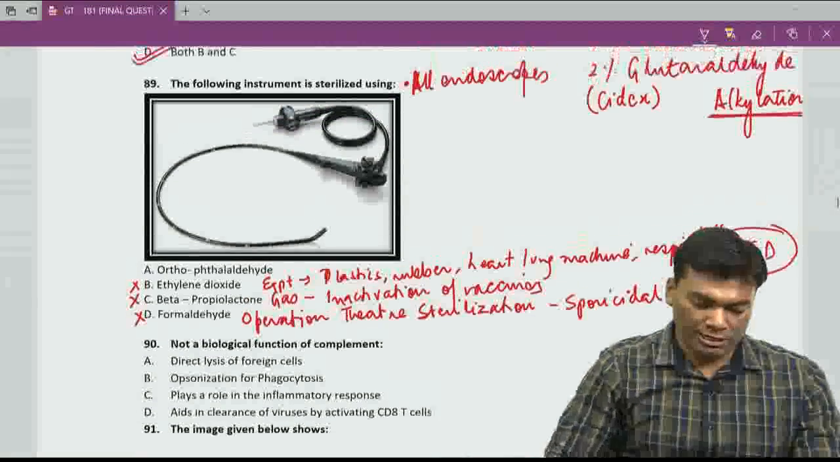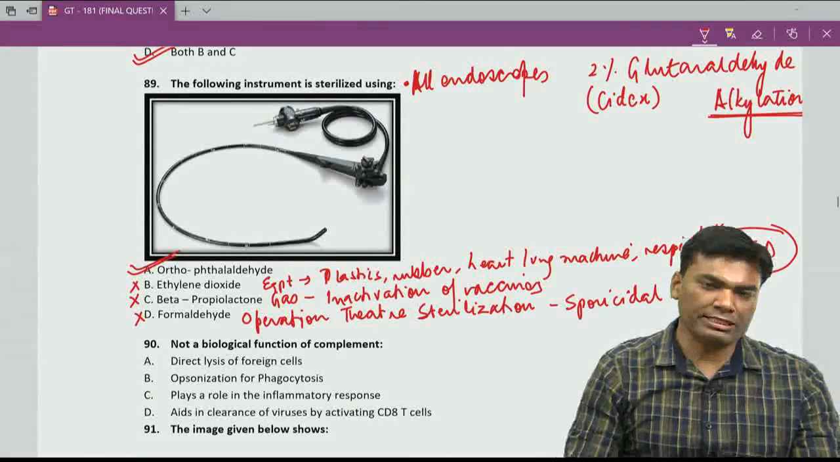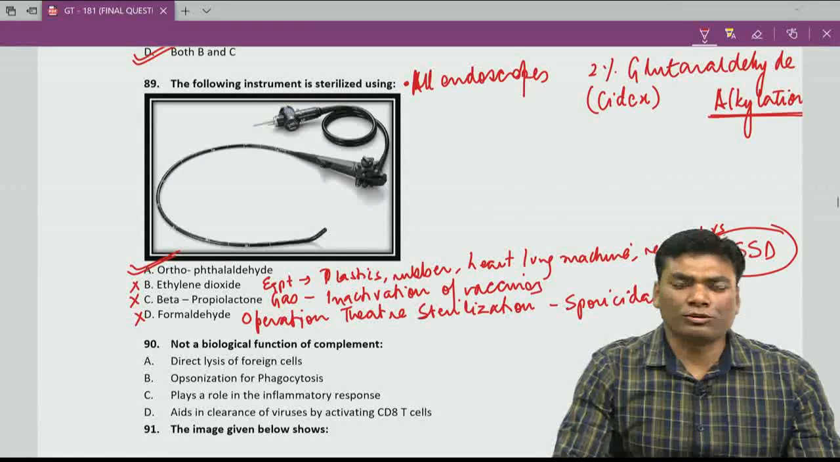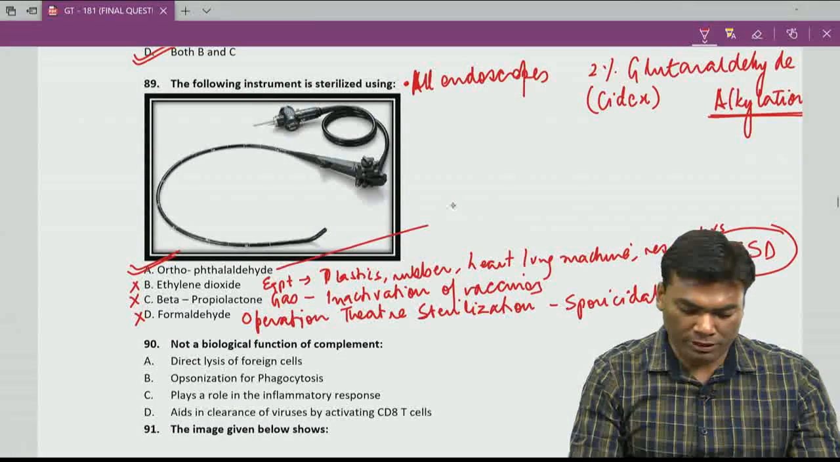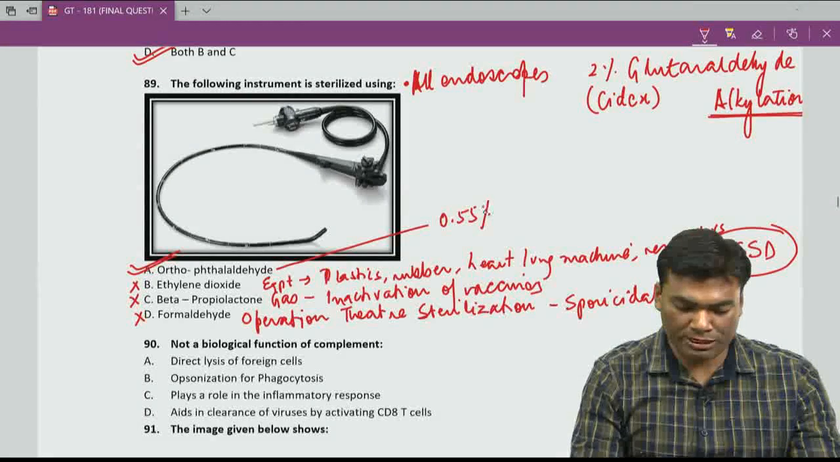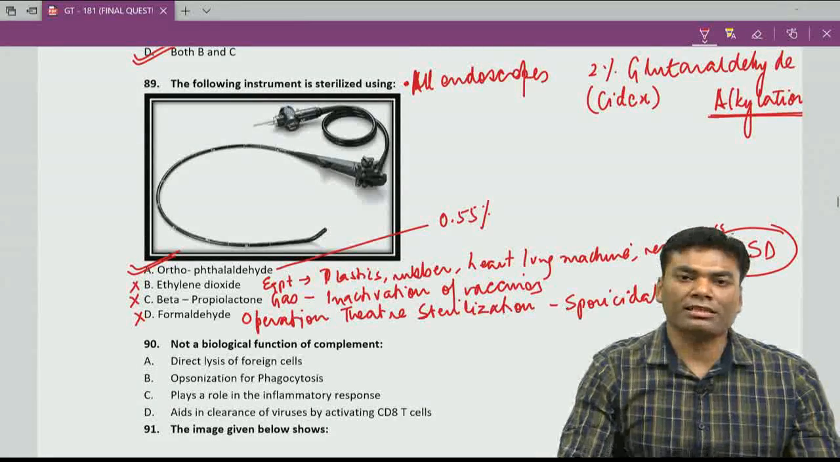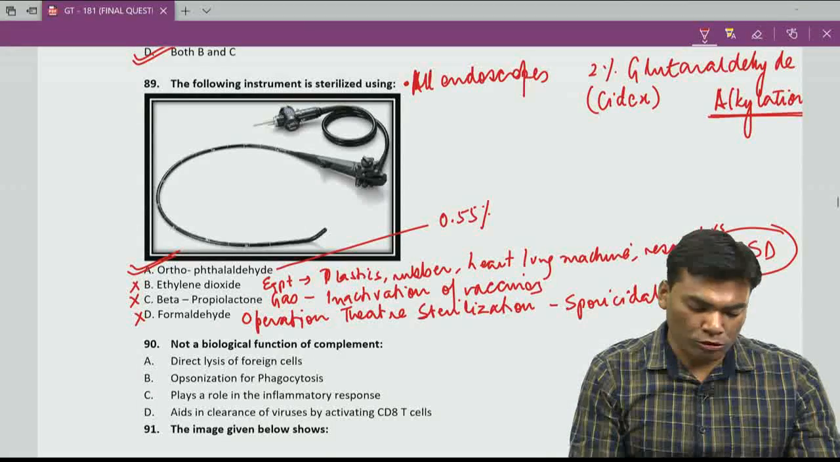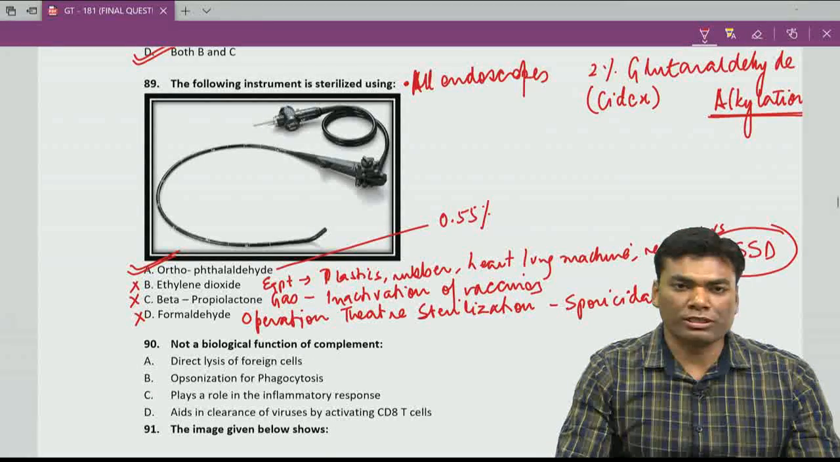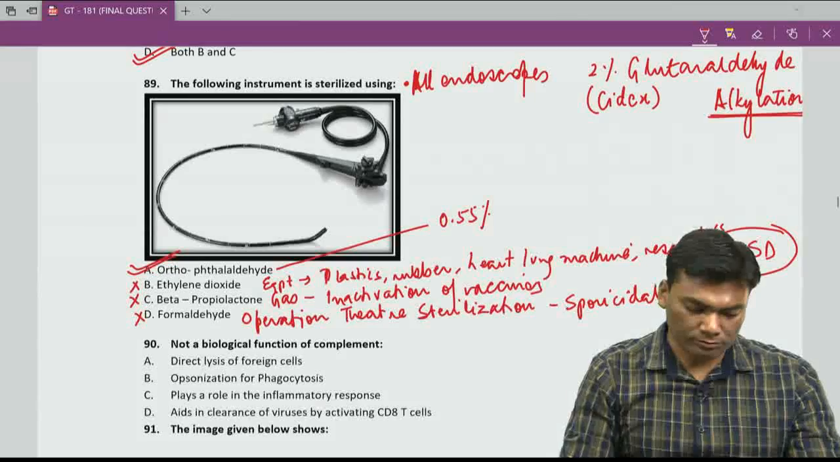So the answer here is orthophthalaldehyde. It is a superior molecule compared to glutaraldehyde. It is used in a lesser concentration of 0.55%, and it is less toxic, more efficient, but more expensive as well. So nowadays for these scopes, we are using orthophthalaldehyde instead of 2% glutaraldehyde or Cidex.